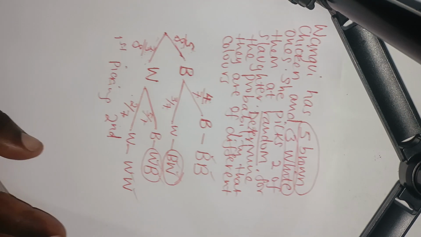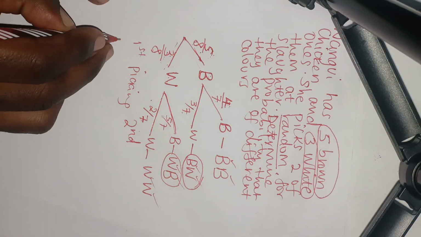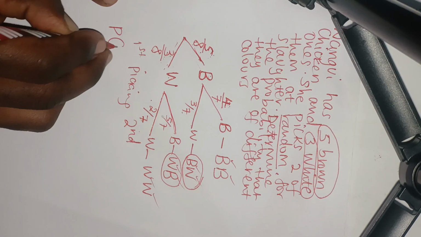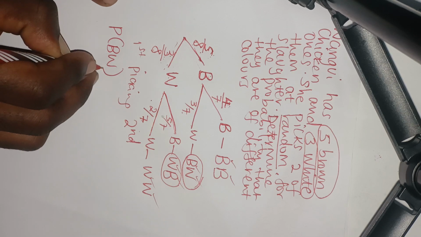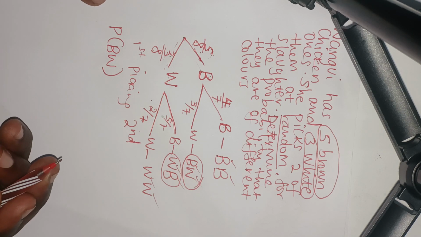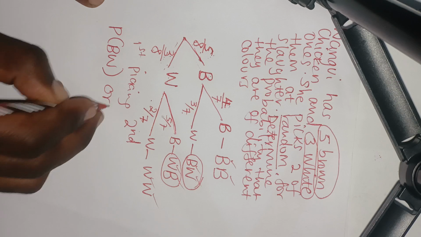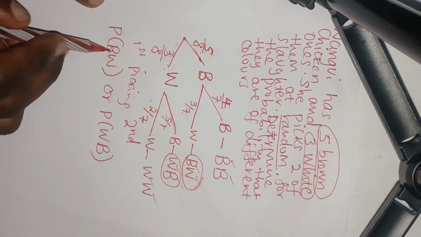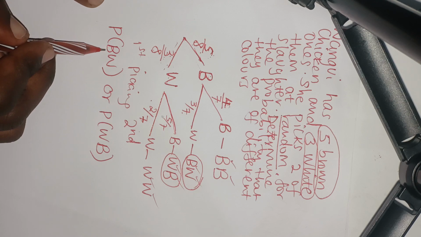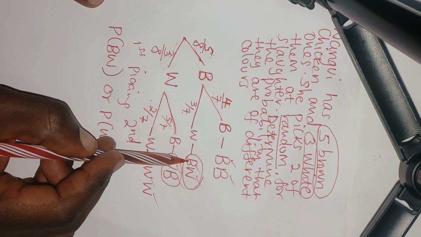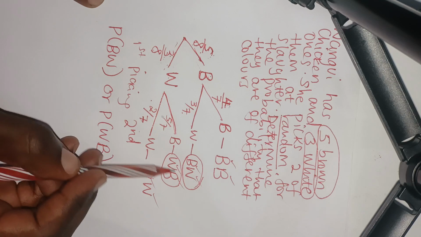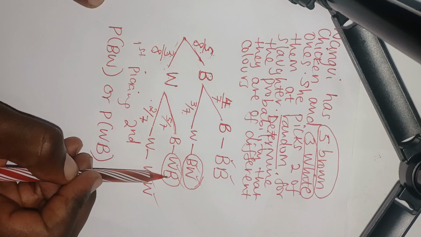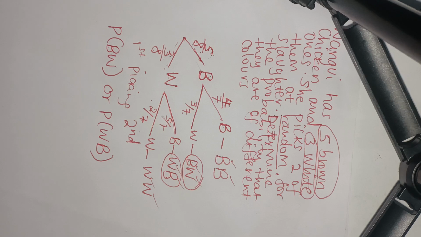So we'll come here and say, probability of brown white, or probability of white brown. She must have picked 2 chicken, but of different colors. Maybe she picked a brown and then followed by a white, or she first picked a white, then followed by a brown. Any of them can be the possible outcomes.